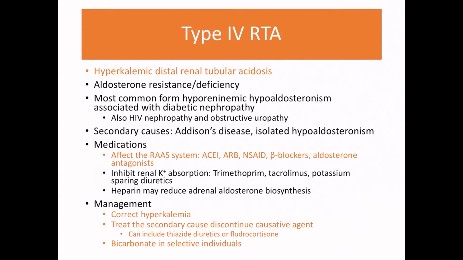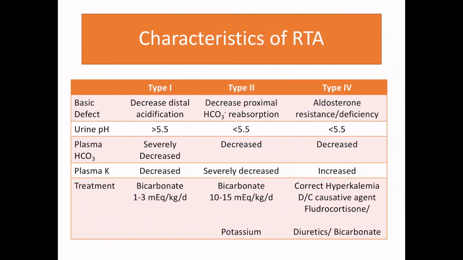Bicarbonate is used in selective individuals, but most commonly bicarbonate is used in type 1 and type 2 comparatively to type 4. You'll see here's a little bit of an easy chart that I want you guys to know. So the base defect in type 1 is a decrease in distal acidification versus type 2, which is a decrease in bicarbonate reabsorption. Type 4 again is aldosterone resistance or deficiency, and it can be secondary to any drug that affects the renal angiotensin aldosterone system or the RAS system.